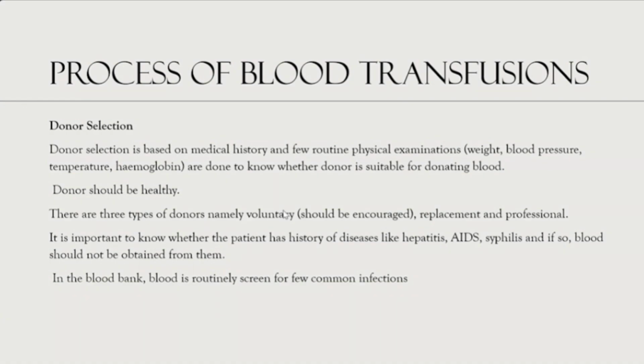There are 3 types of donors. We have the voluntary donor, someone who is willing to donate their blood. Then the replacement donor, these are people in the communities who give their blood to the blood banks. And we have also the professional donors. These people donate blood with interest of having money. They are given money to donate blood.